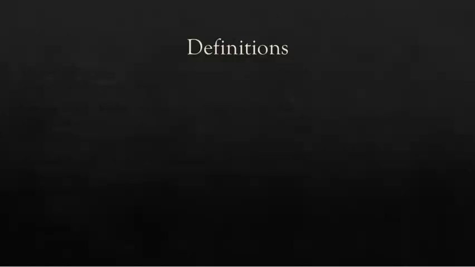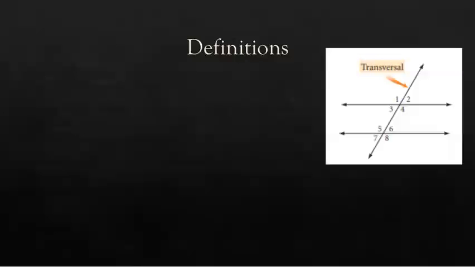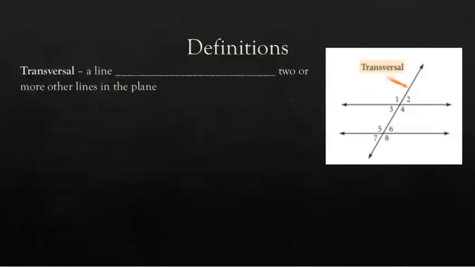Today we have a few definitions before we get started. We have a picture here, and this is two parallel lines cut with this other line. So this is a transversal line. A transversal is a line that intersects two or more other lines in the plane. So this transversal intersects these two parallel lines.